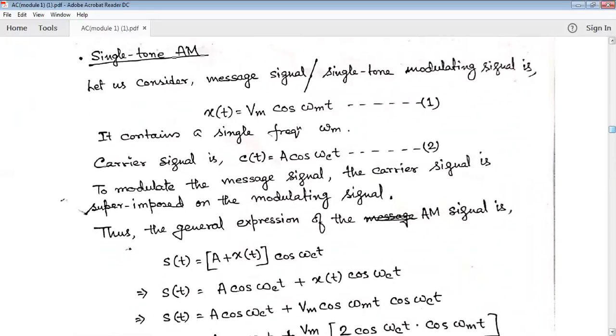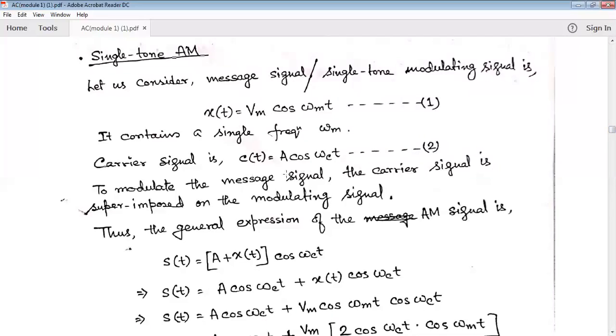Now let us consider the most basic waveform, that is sine or cosine. So let us consider our message signal x(t) equals Vm cos ωm t, where Vm is the maximum amplitude of the message signal and ωm is the frequency of the message signal. In this case, the message signal consists of only one frequency, that is why it is single tone amplitude modulation. And this is the very easiest part.